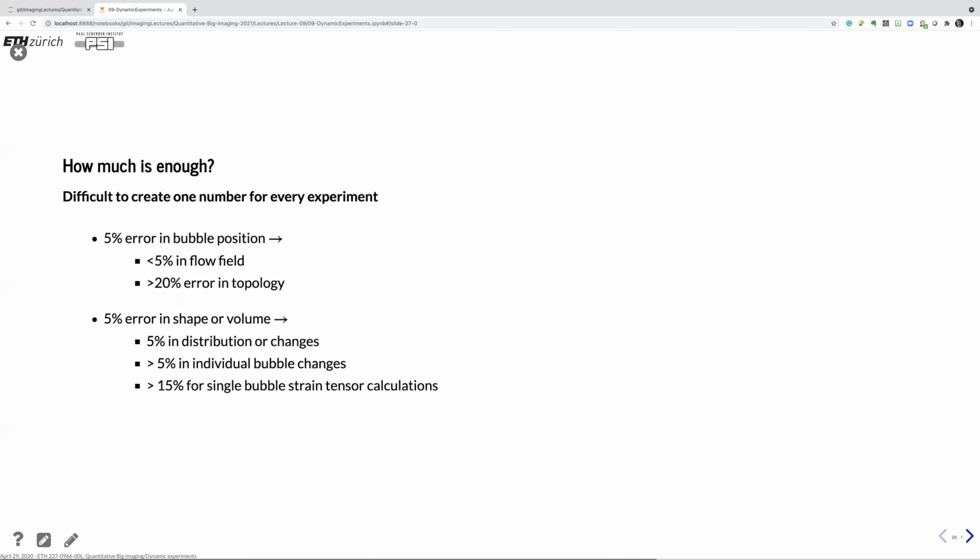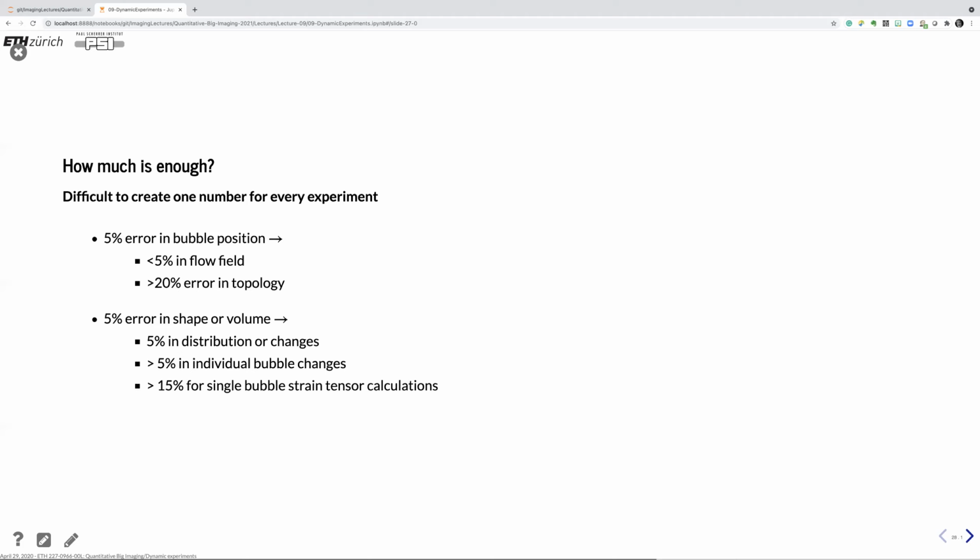Then there is a question of how much you need to capture. So if you have a 5% error in the bubble position, that would be maybe less than 5% of the flow field, but possibly more than 20% of error in the topology. So you have to check exactly which parameters you really are interested in.